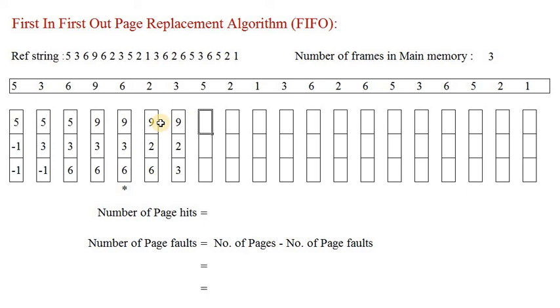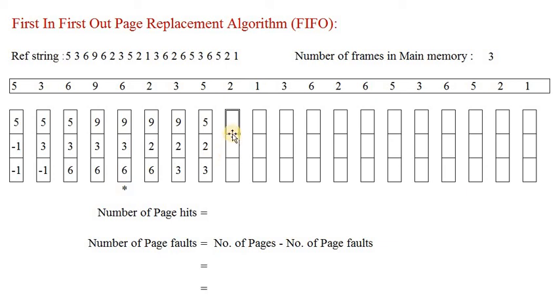And in the next iteration, 5 has to be inserted. Is 5 already there? No, 5 is not there. So according to the FIFO technique, 9 will be replaced. 9 will be replaced with 5, then 2, then 3. What is the next iteration? 2. That means we need to check this page here. So this page is already there in the main memory: 5, 2, 3. We need to insert 2.